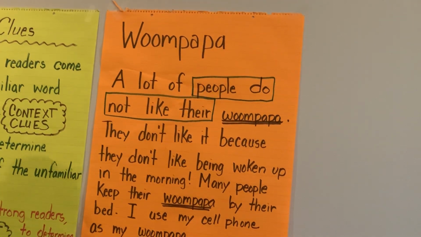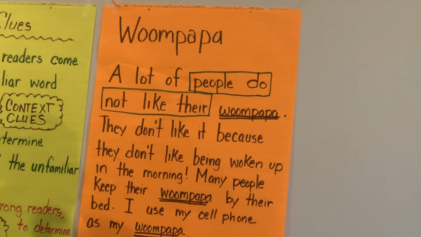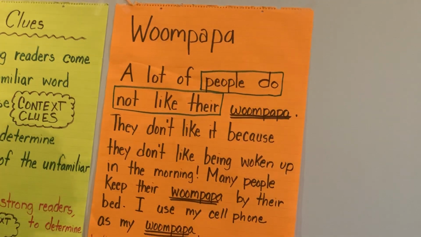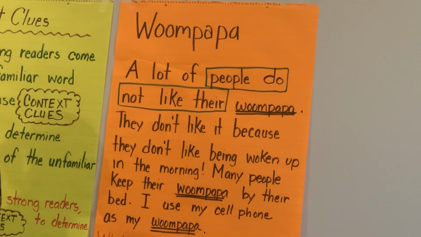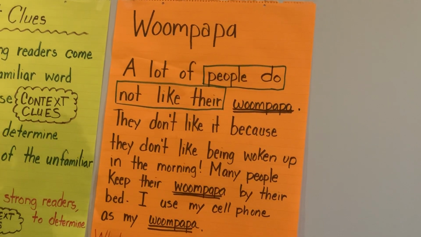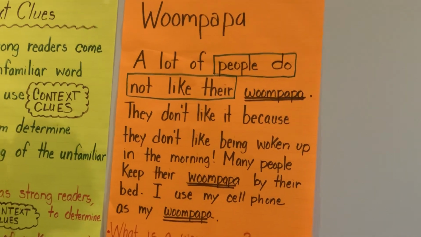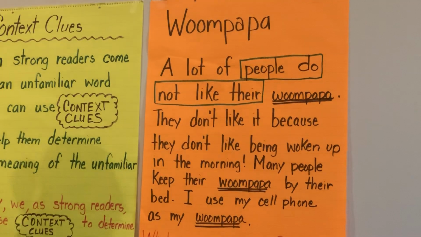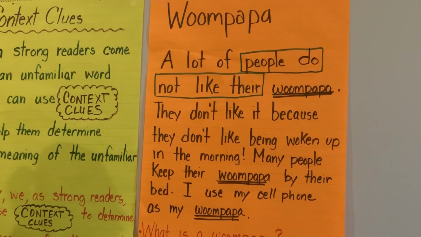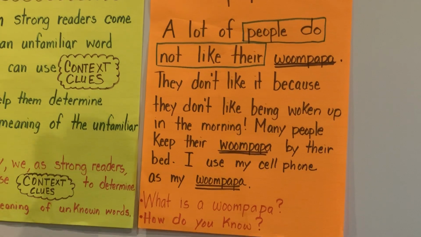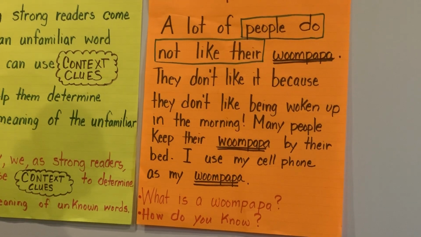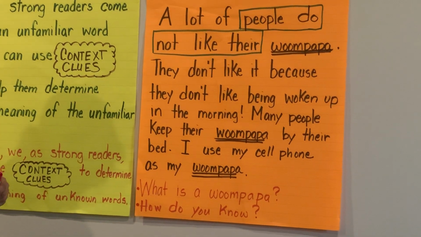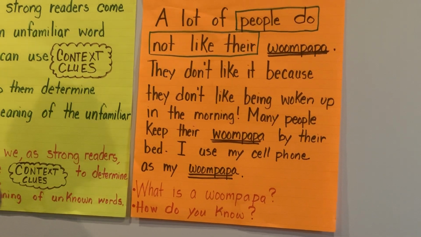So I'm thinking in my head, what are some things I may not like? That's not enough of a clue to help me figure out what a womb papa is. I have to keep reading the sentences before and after the word womb papa to figure out if there are any more clues to help me solve this mystery. So I'm going to keep reading.